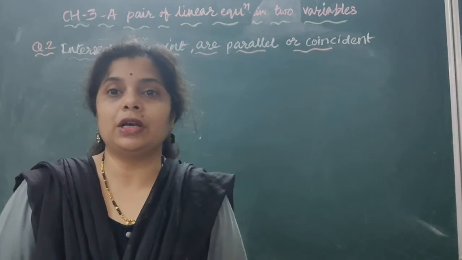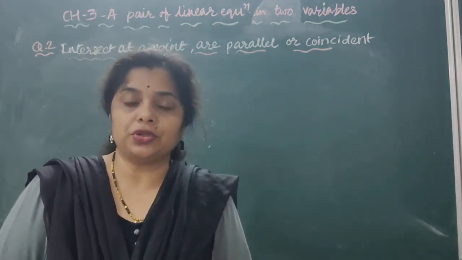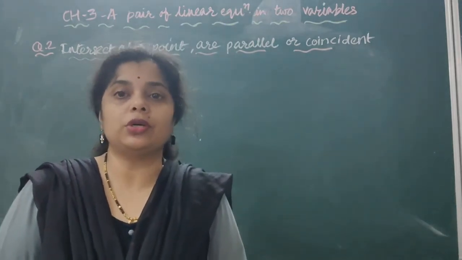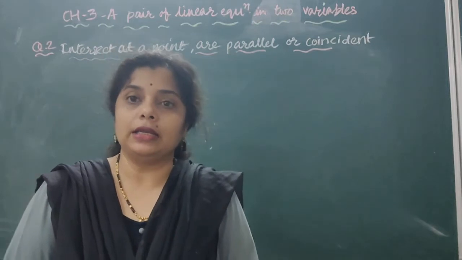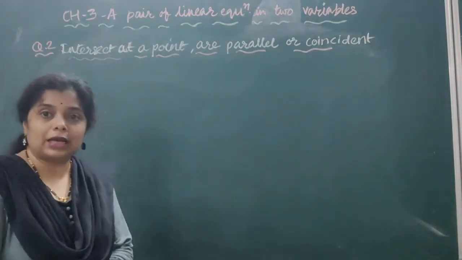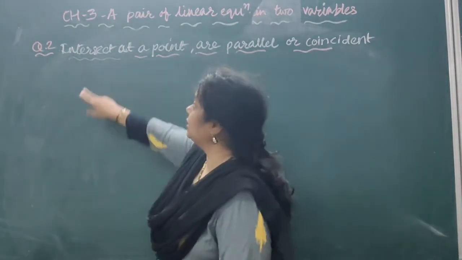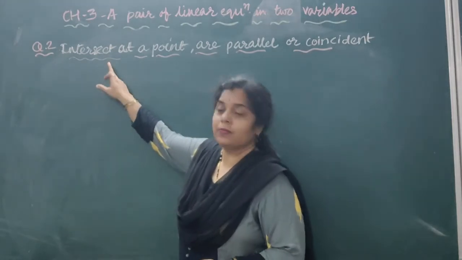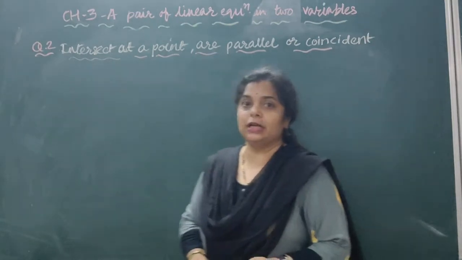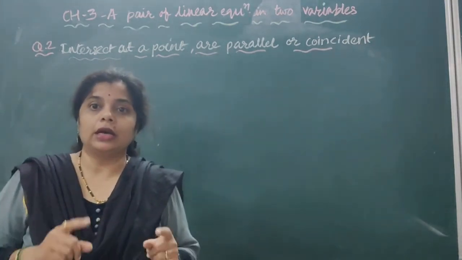So today we are going to continue our exercise 3.2. The first and second question we already did in the last lecture. So we are going to continue with the second question, and in that question it is given to find out the type of a given pair of linear equations. It means either they intersect at a point, or they are parallel lines, or they are coincident lines. So I would like to recall that point again.